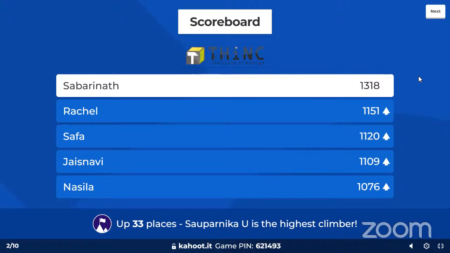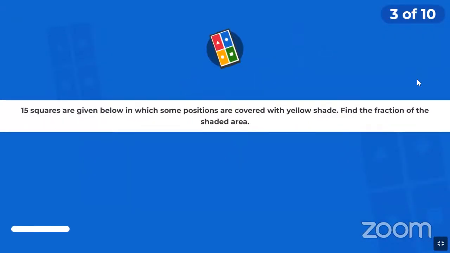Shabri again tops the table with 1,318 points. All the other positions have changed. Anything can happen in the next 8 questions. Let's see whether Shabri maintains the position or someone else beats Shabri to the top. So, third question for you.